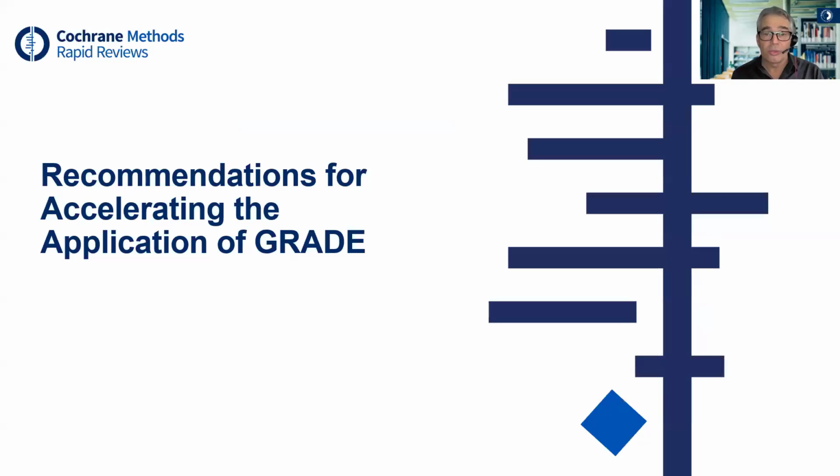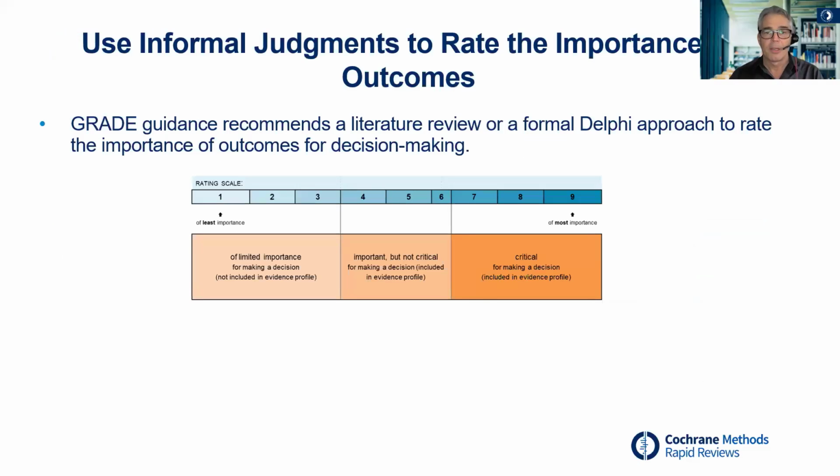And now on to recommendations on how to expedite the application of GRADE. Again, it is important to note that the following recommendations are merely options for consideration. Their implementation is not mandatory for Cochrane rapid reviews. So the first recommendation is to use informal judgments to rate the importance of outcomes.